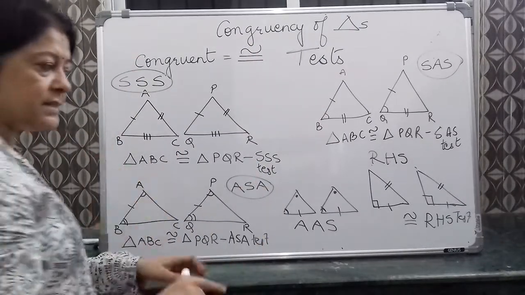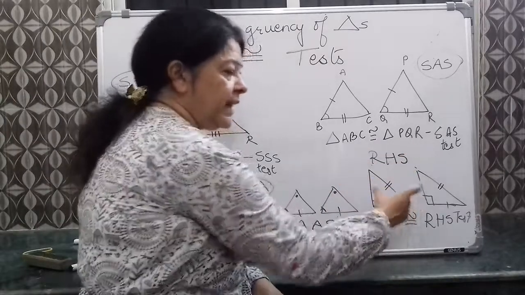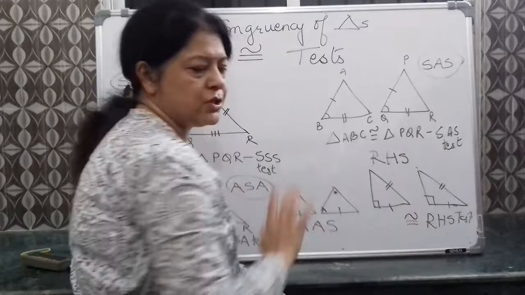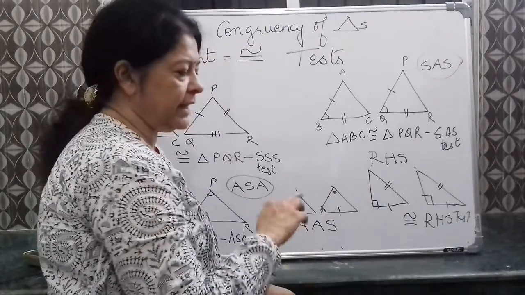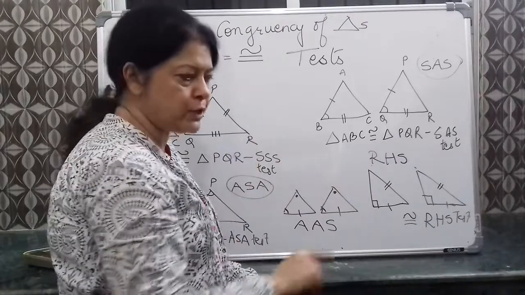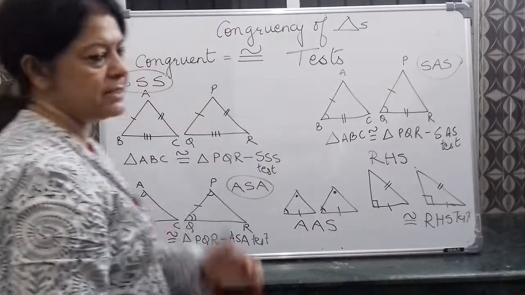But that doesn't mean that every right angle triangle will be having RHS test only, or that any two right angle triangles will always be congruent by RHS test only.